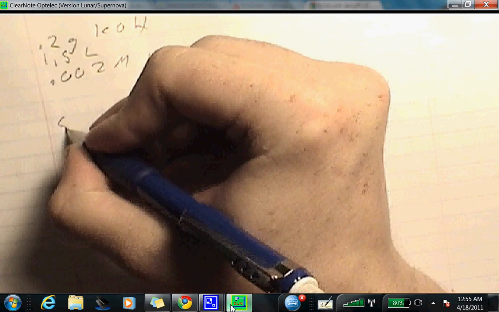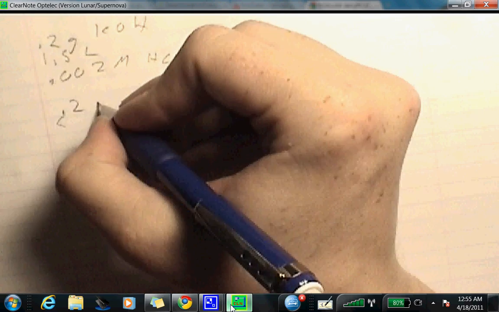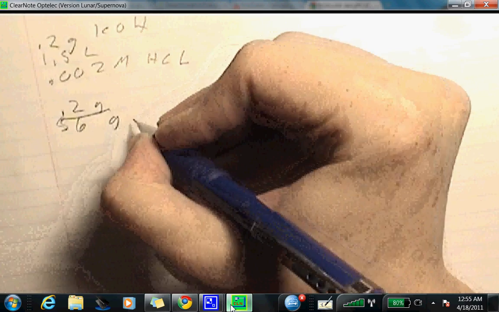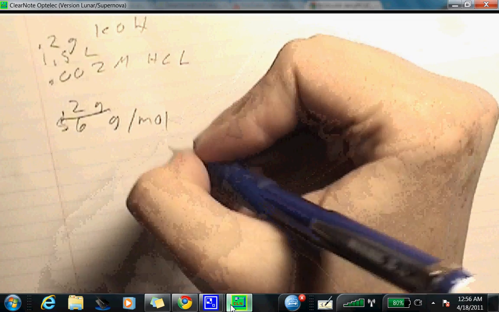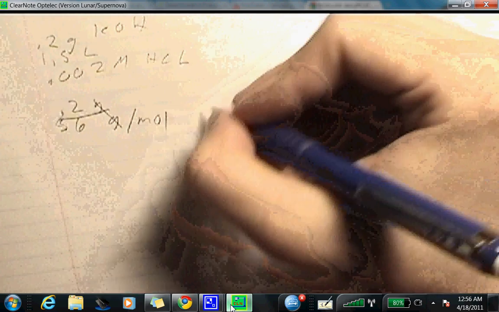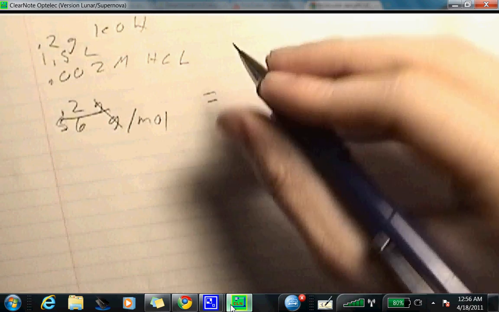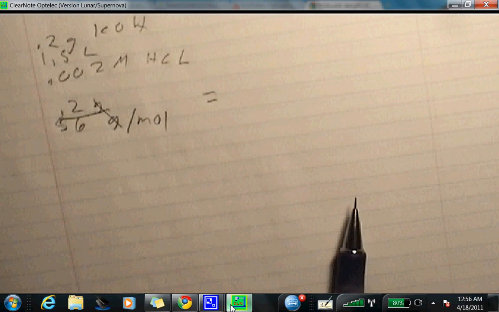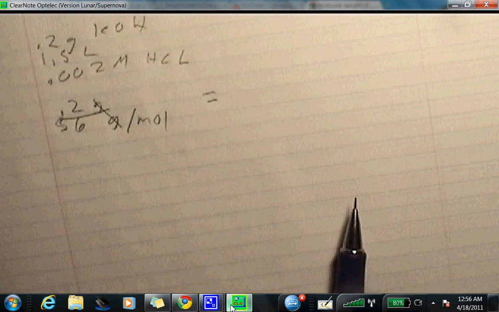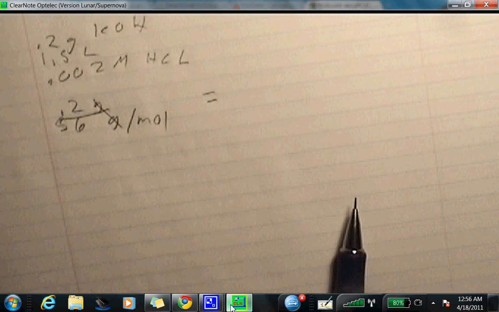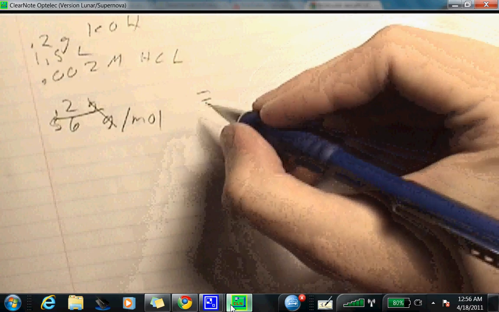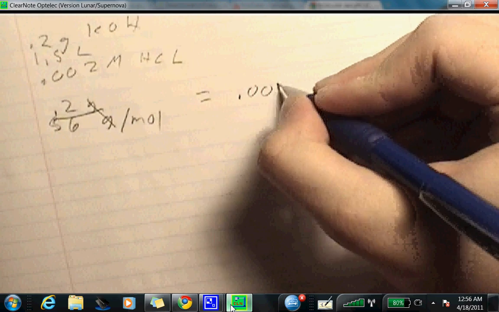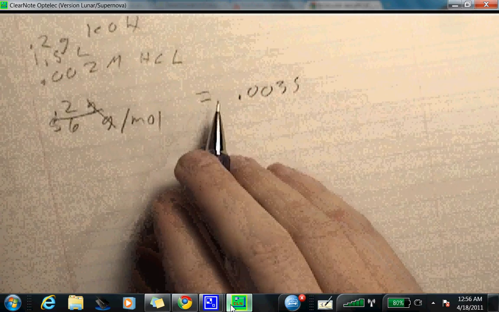So how many moles is 0.2 grams? This is 0.2 grams divided by 56 grams per mole. Grams are going to cancel out, and moles are going to come up top, and we're going to be left with 0.0035.